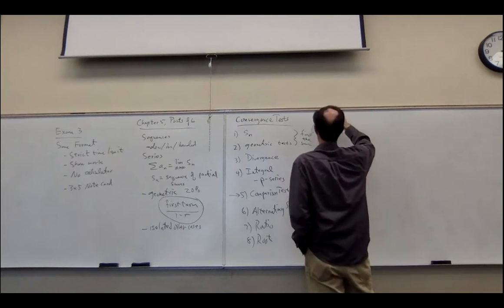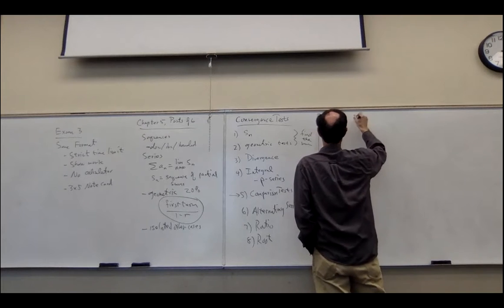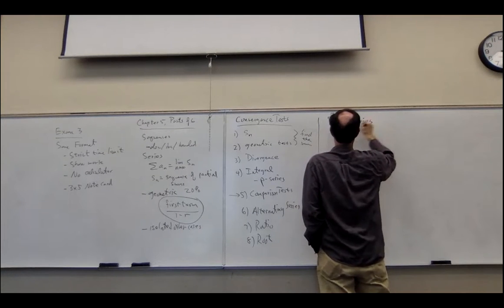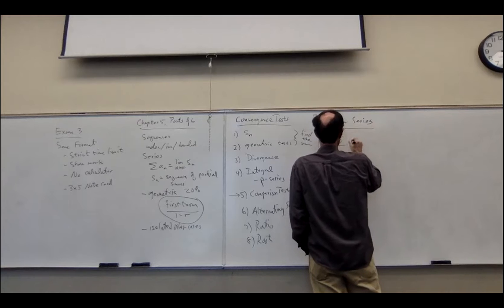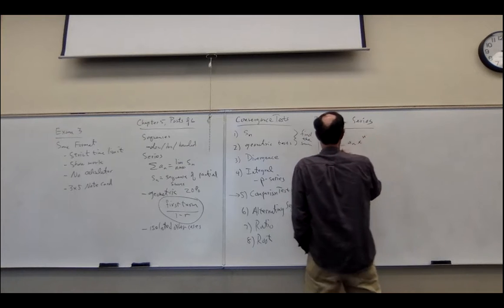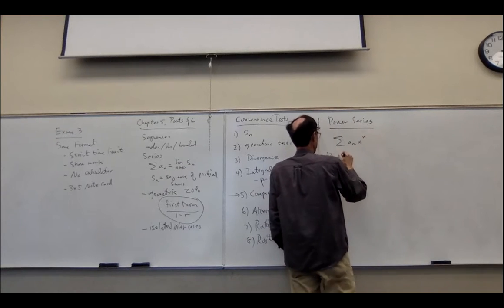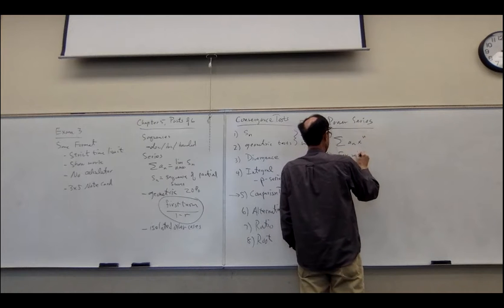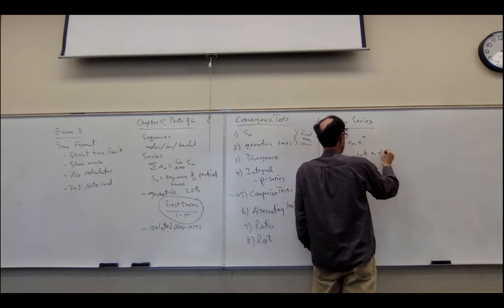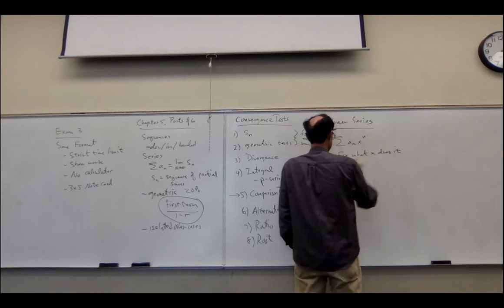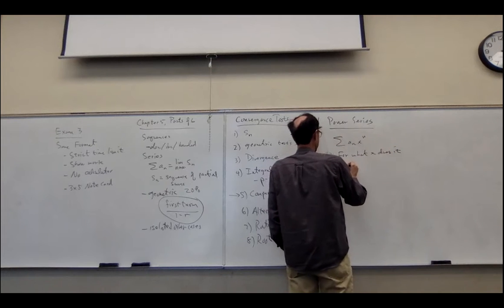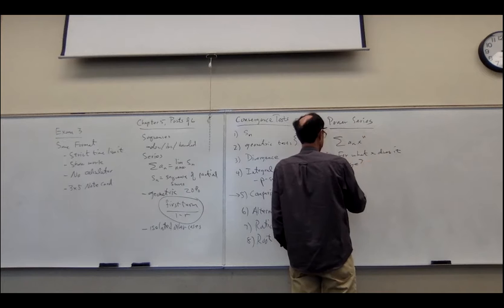All right, and then we looked at power series, which is a sub n times x to the n. And we were focused on the question, for what x does it converge? And we discovered there are exactly 3 possibilities. The first one is only at 0.